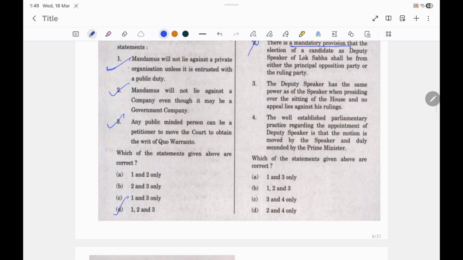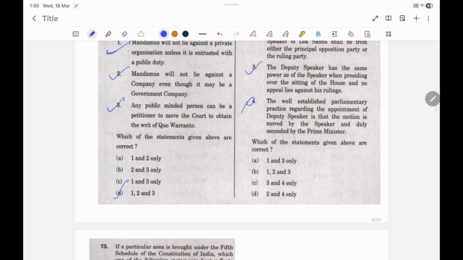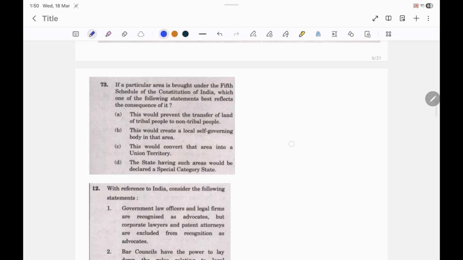The Deputy Speaker has the same power as the Speaker when presiding over the sitting of the House, and no appeal lies against his ruling. This is also correct. The well-established parliamentary practice regarding the appointment of the Deputy Speaker is that the motion is moved by the Speaker and duly seconded by the Prime Minister. So this is not correct. The motion can be moved by any member of Parliament and it can be seconded by any third member of Parliament. So the answer to this question will be option A, that is, 1 and 3 are correct.